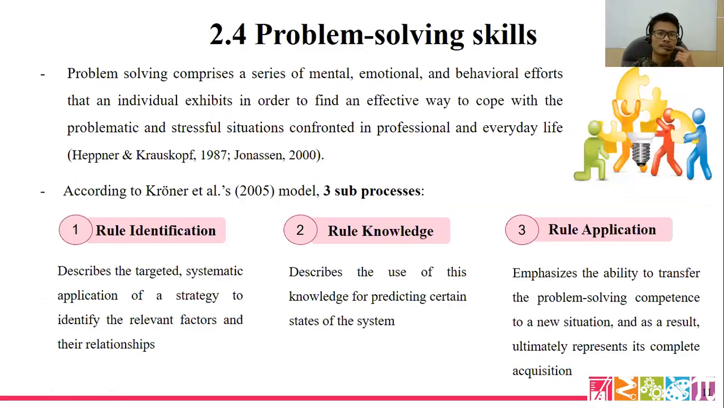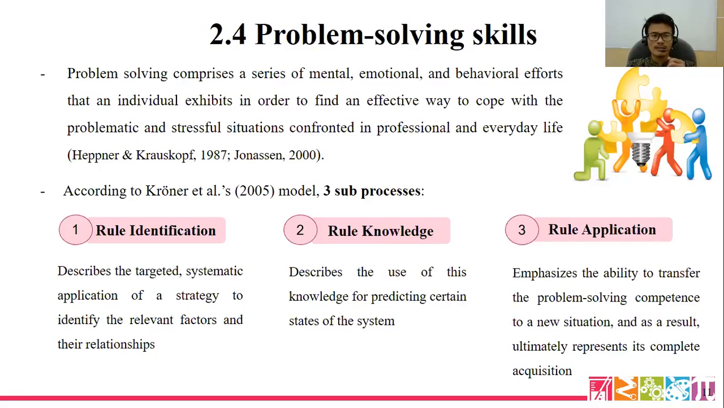And the next is about problem solving skill. Problem solving skill comprises a series of mental, emotional, and behavioral efforts that an individual exhibits in order to find an effective way to cope with a problematic and stressful situation confronted in professional and everyday life. Also, according to the Kroner et al. 2005 model, we have three sub-processes: rule identification, rule knowledge, and rule application.